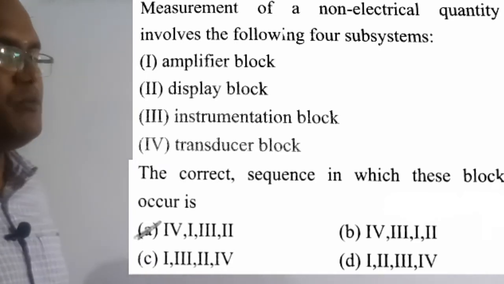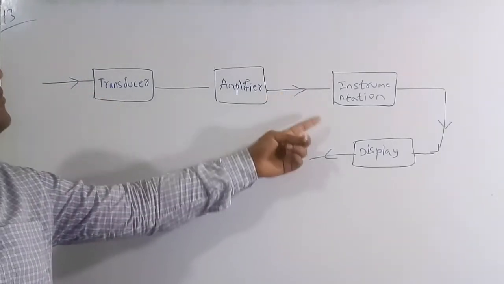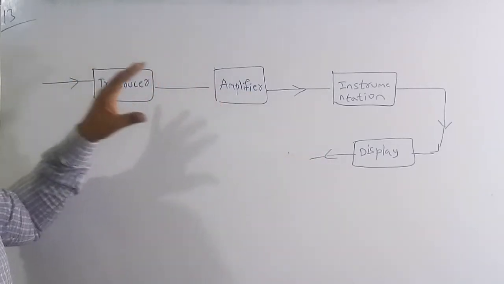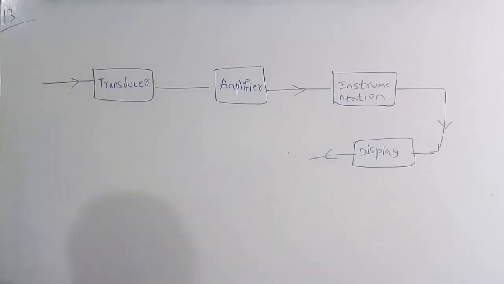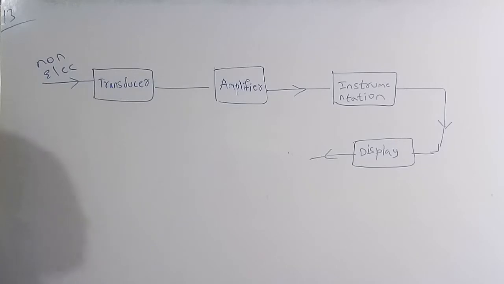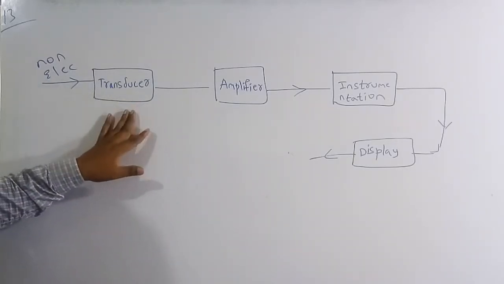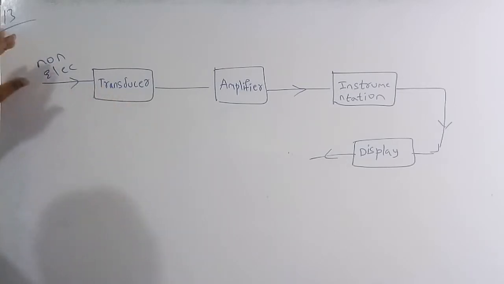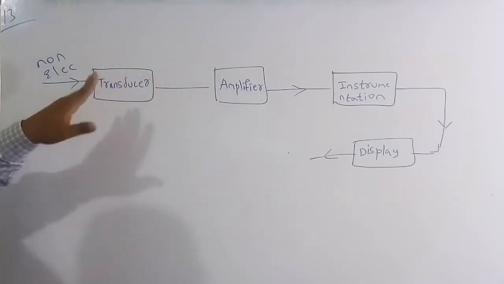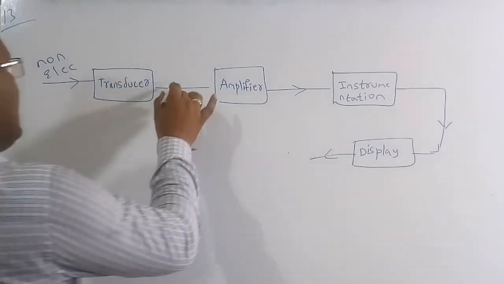So let's discuss something more about this one. There are four blocks: the transducer, amplifier, instrumentation and the display. We have to know the correct sequence in which these four blocks should be maintained. If you see carefully, there is a non-electrical quantity that we need to measure. So always a transducer should be kept first, because the main function of a transducer is to convert the non-electrical quantity to an electrical quantity. Out of these four blocks, only the transducer can do this function. So the non-electrical quantity is converted into an electrical quantity.